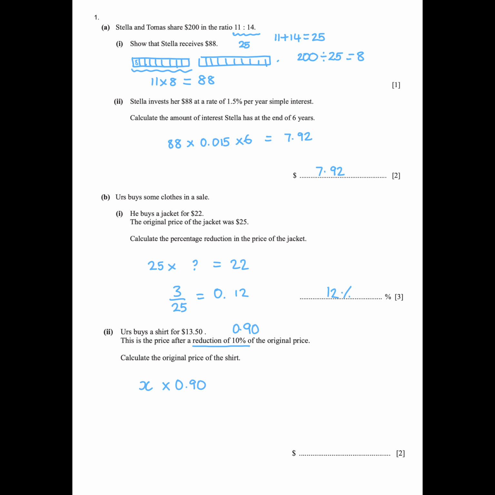Okay, and that gives me the total price at the end of $13.50, and therefore, if I rearrange that to find X, I get $13.50 divided by 0.90, and that gives me $15. So $15, and if we wanted to check, you could do 15 times 0.9 and check that you get $13.50.